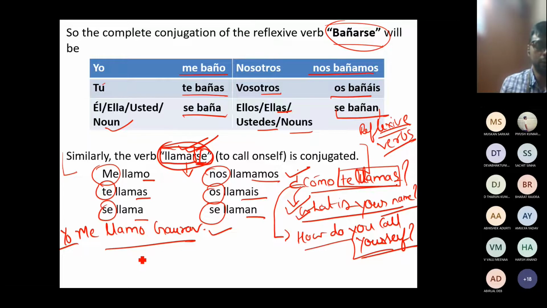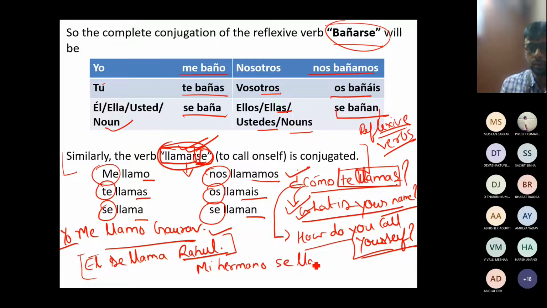Similarly, if you wanted to introduce any of your family members, you would use él se llama, let's say Rahul. In English you would say he is Rahul, or his name is Rahul, but in Spanish it will be like this. Or if you want to say that my brother's name is Rahul, then you will start like this: mi hermano, and then it will be se llama. Why am I using se llama, third person? Because as you all know, mi hermano is a third person singular subject. So it is mi hermano se llama, let's say Rahul.